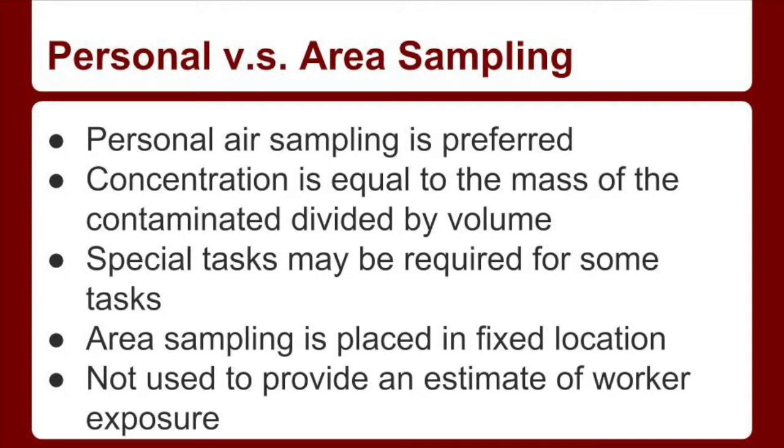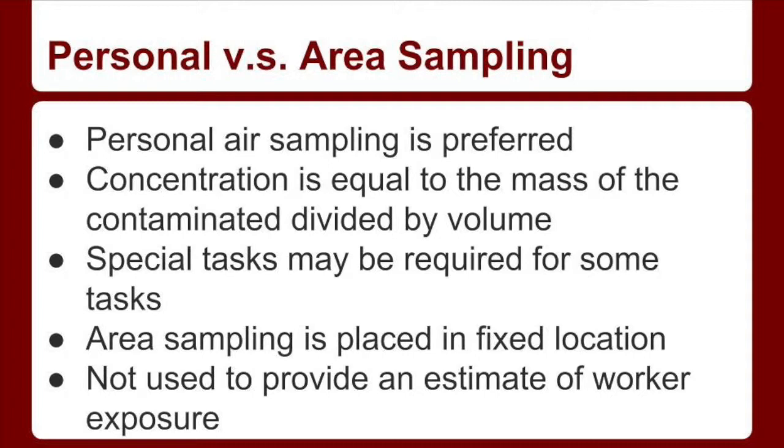Area samples can be used to evaluate background concentrations, locate sources of exposure, or evaluate the effectiveness of control measures. The sampling device is strategically placed in a fixed location in the area of interest. In general, this type of sampling is not used to provide an estimate of worker exposure because conditions at the fixed location may not be the same as those experienced by the worker.